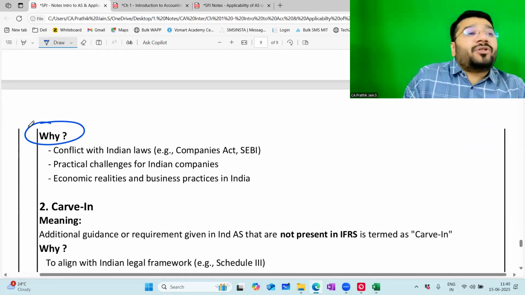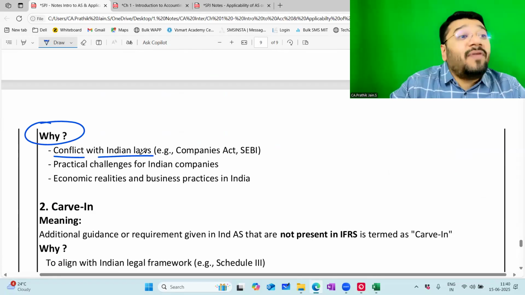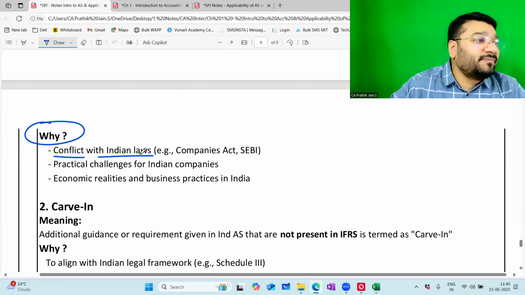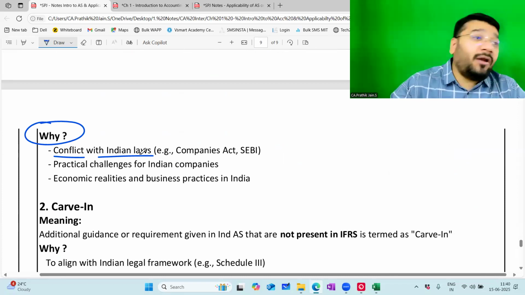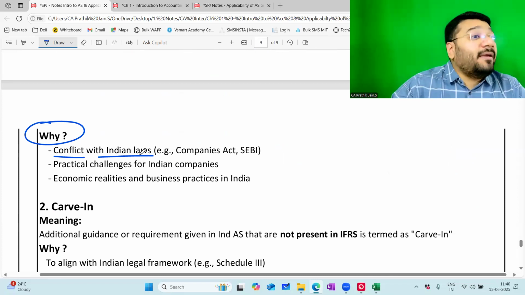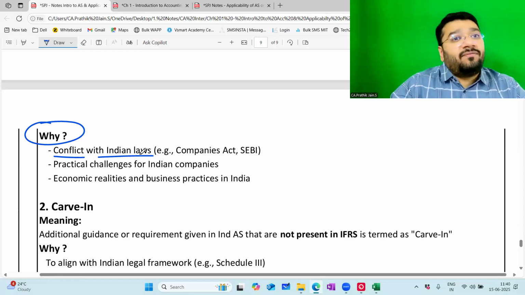Why did carve out come into the picture? There's a conflict with Indian laws. Whatever was there in IFRS was conflicting with our Indian laws. And we were very clear that our accounting standards, be it normal accounting standards or Ind AS, should not contradict local laws and local regulations. We should not violate local laws and regulations. So if there was any point in IFRS which was contradicting our law, we changed it, we removed it, we modified it.